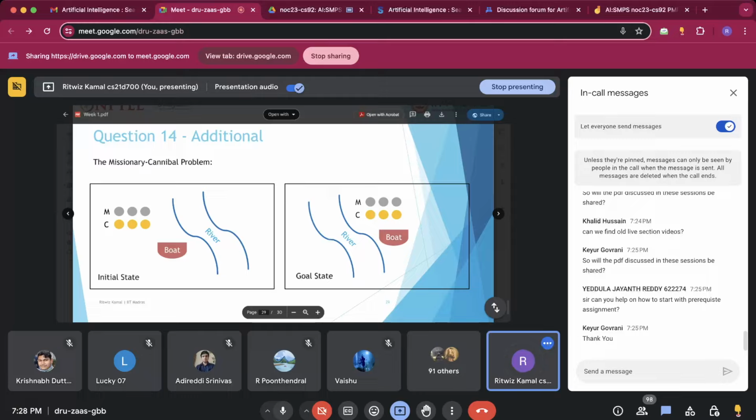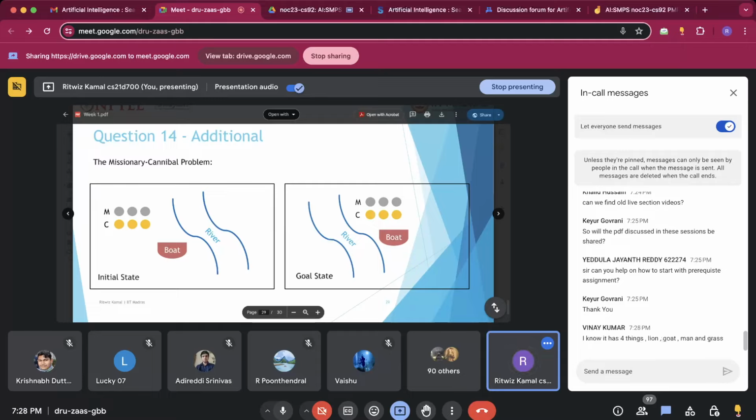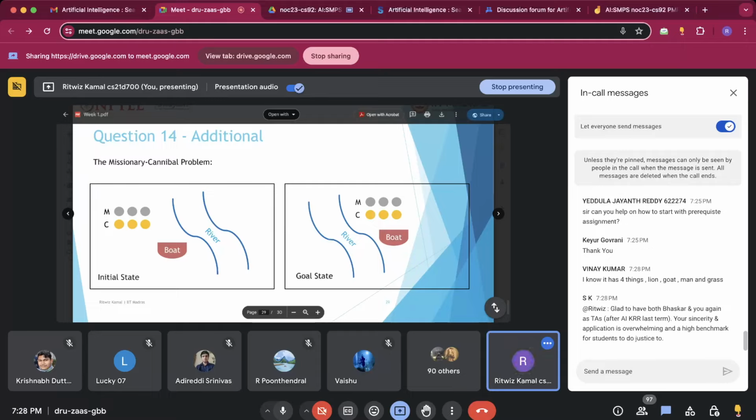So keeping all these constraints in mind, what is the shortest path in which you can go from the initial to the goal state? I will encourage you to think about it and try to solve this problem in your free time, and I hope you enjoy solving it. If you want, we can discuss this again in the next live session when we meet, but I would urge you to give some time to this problem.